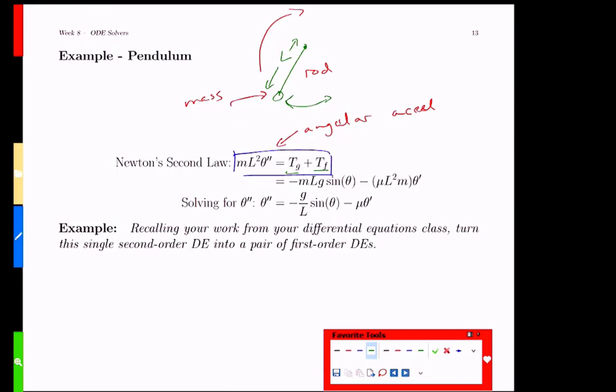I'm not a huge expert on rotational kinematics, so we're going to start with this as a given for us. The only thing we're going to do to make it look more like a differential equation that we've seen already in the class is divide by m and L. So there's an m and L squared here. We're going to divide by mL squared, and that gives us this new form here.